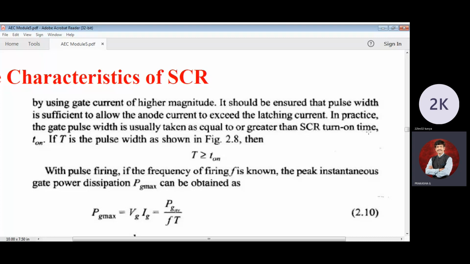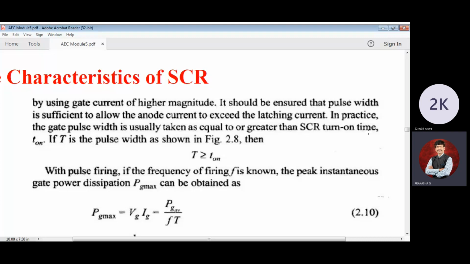With the pulse firing, when we give the gate current, if the frequency of the firing F is known, the peak instantaneous gate power dissipation PG maximum can also be calculated. PG is given as VG into IG. If you know both the IG value and the VG value, you get how much power is dissipated. Once you multiply both of them, you get the power dissipation.